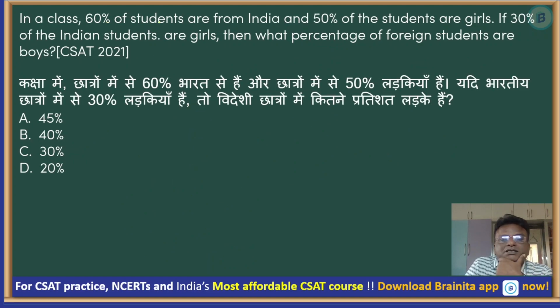In a class, 60% of students are from India. So again, I'm going to start with 100. This is India. Number of students is 60. That means foreign students are 40. And 50% of students are girls. 50 are girls, 50 are boys.